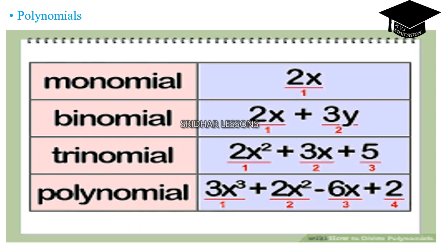See here clearly, a monomial has only one term, 2x. A binomial has two terms, 2x plus 3y. The first term is 2x, the second term is 3y. Next, a trinomial has three terms, 2x square plus 3x plus 5. And a polynomial has more than three terms, that is 3x cube plus 2x square minus 6x plus 2. Term number 1, 2, 3 and 4. So this is called a polynomial.